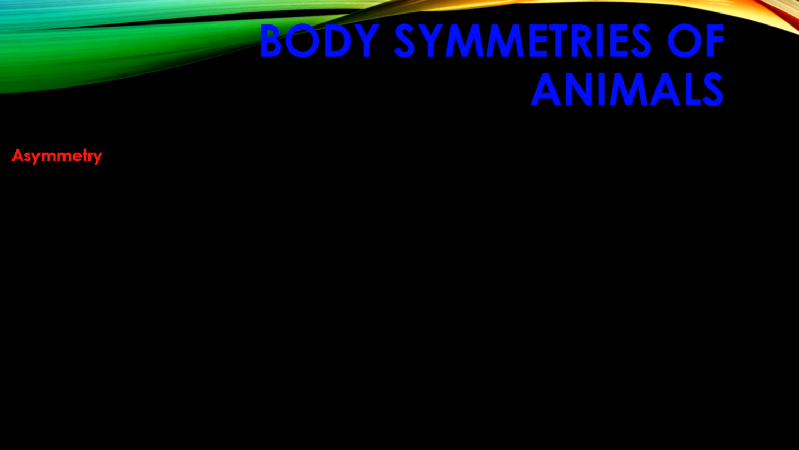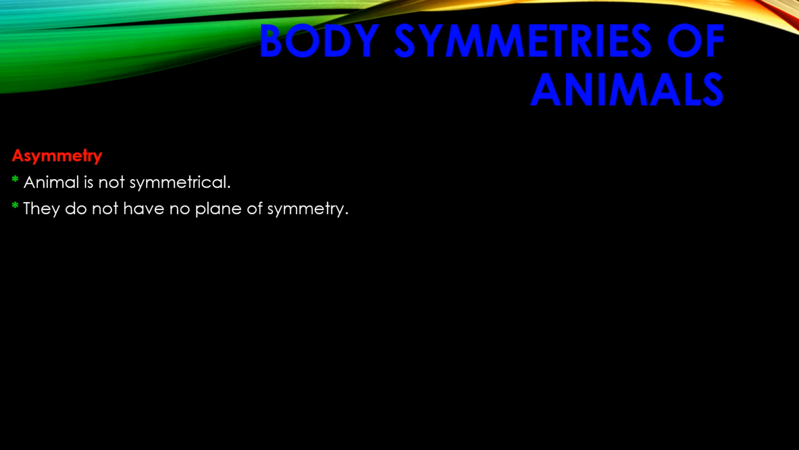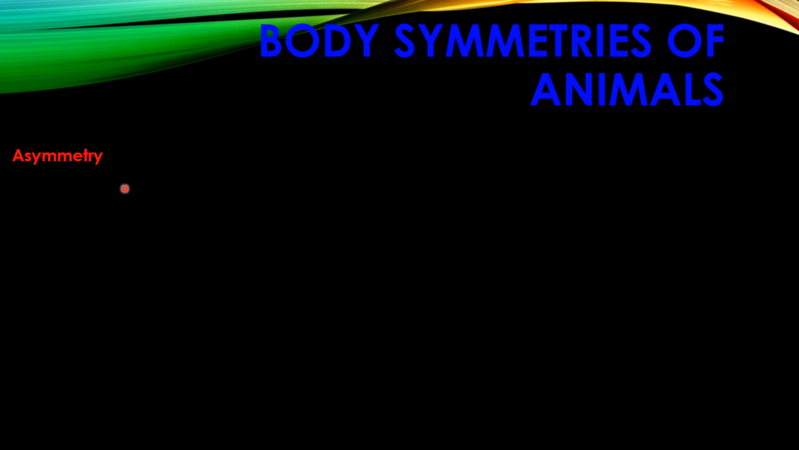The first type of symmetry that you are going to learn is asymmetry. The body of the asymmetrical animal is not symmetrical. Importantly, they do not have any plane of symmetry. When we cut the asymmetrical body of an animal into two halves, the resultant two halves are not identical to each other. Let's look at some examples of asymmetry. A means no symmetry. The first example is the members of Porifera.